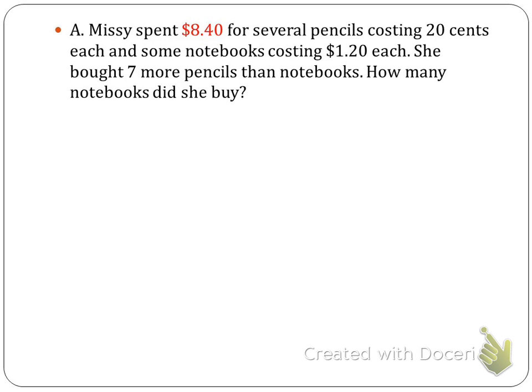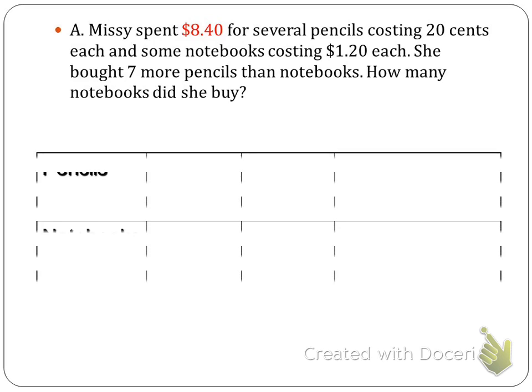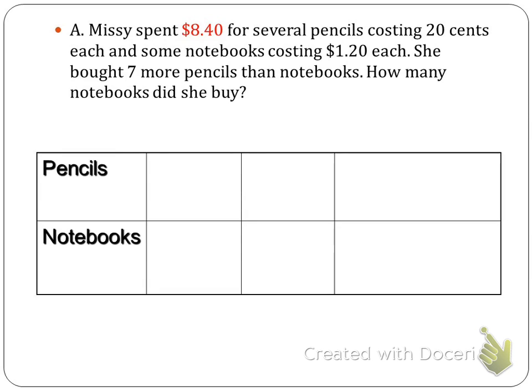All right, so part A says that Missy spent $8.40 for several pencils, costing 20 cents each, and some notebooks costing $1.20 each. She bought 7 more pencils than notebooks. How many notebooks did she buy? So this is the type of problem you will see today. Here's how we're going to set it up. We're going to make a chart.